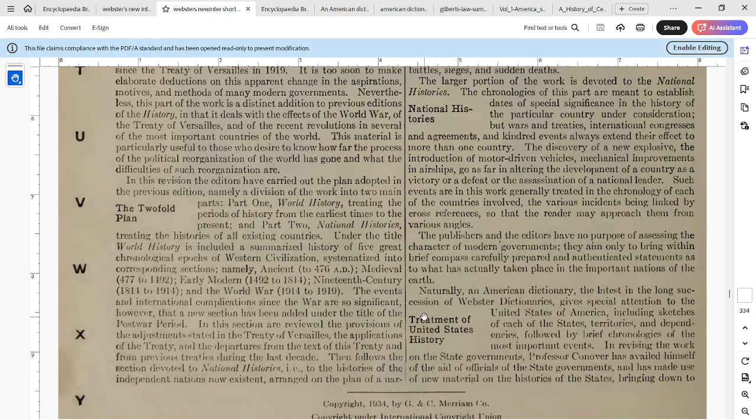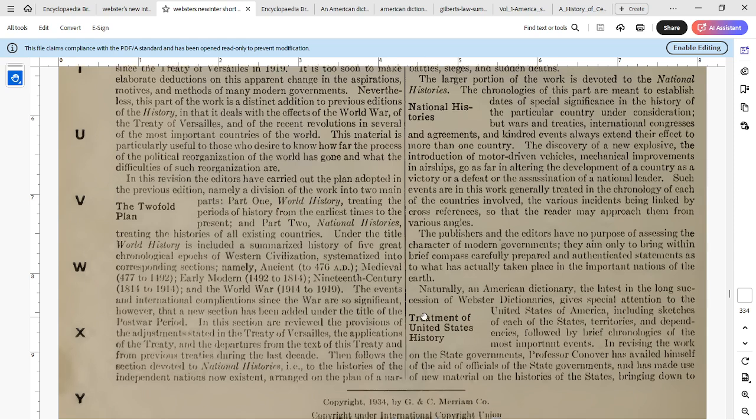The discovery of a new explosive, the introduction of motor-driven vehicles, mechanical improvements in airships go as far in altering the development of a country as a victory or a defeat or the assassination of a national leader. Such events are in this work generally treated in the chronology of each of the countries involved, the various incidents being linked by cross references so that the reader may approach them from various angles.